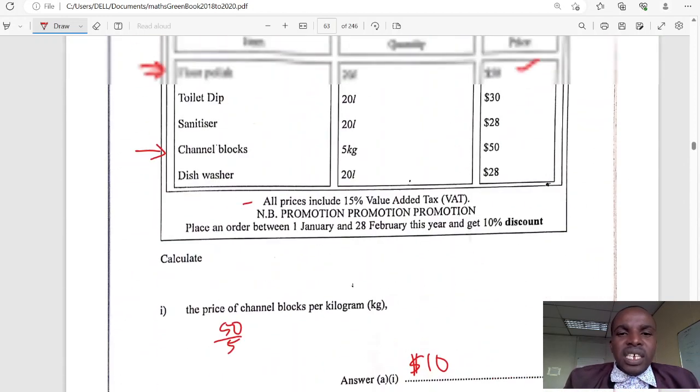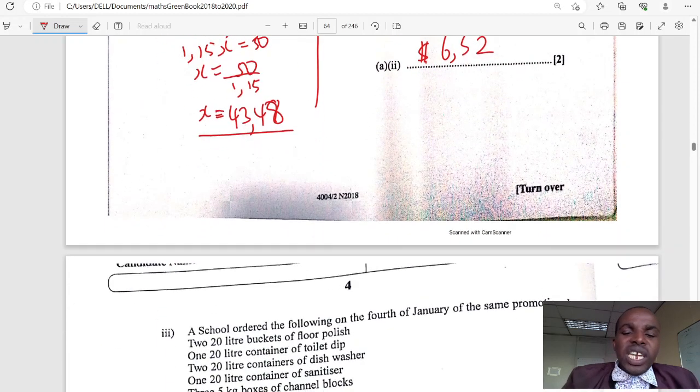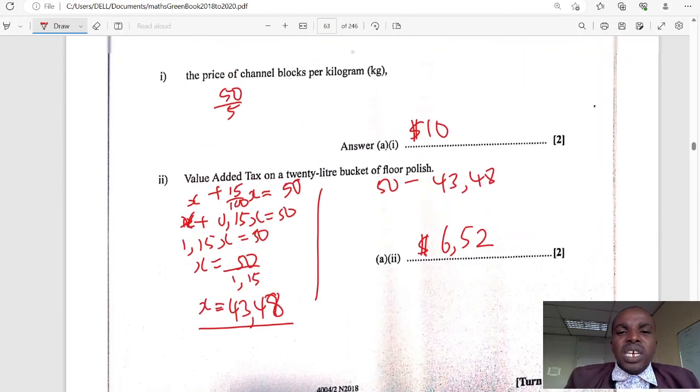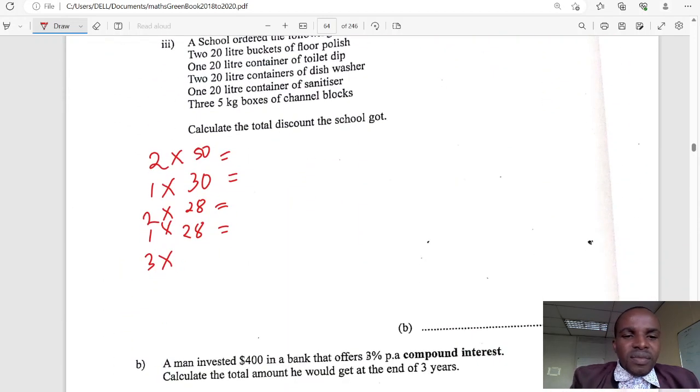Dishwasher is 28, and sanitizer is 28. They're both 28. Then we have 3 5 kg boxes of channel blocks. Each box is $50. Right, let's calculate the total first. This one will give you 100. This one is 30. 2 times this one is 56. Then this one is 28. This one, 3 times 50 is 150.